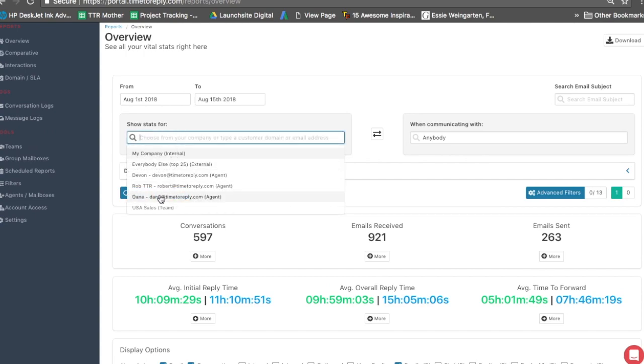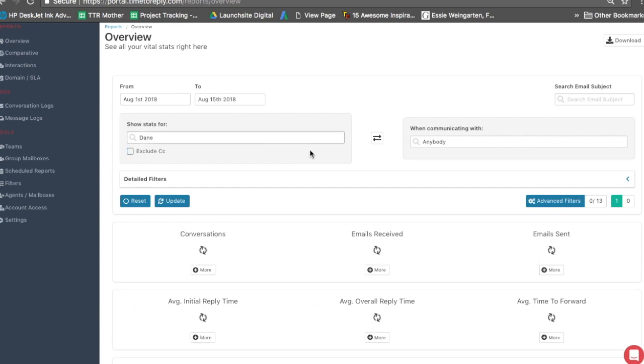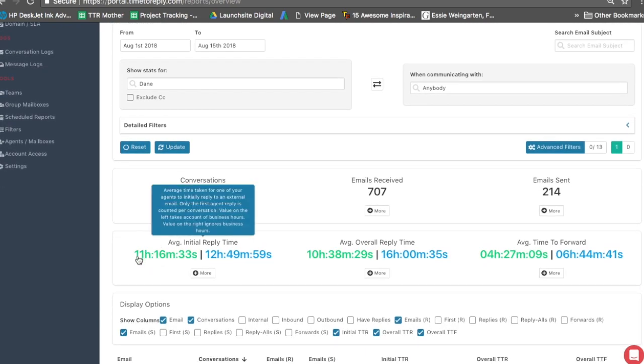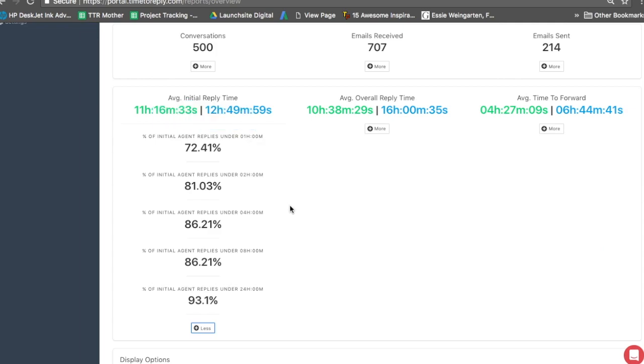And if we were to change this, I could just look at show stats for Dane instead of the whole company. You'll see that all of the information changes. So I've been involved in 500 conversations, I've received 707 emails and 214 sent, and my average initial response time is 11 hours and 16 minutes.